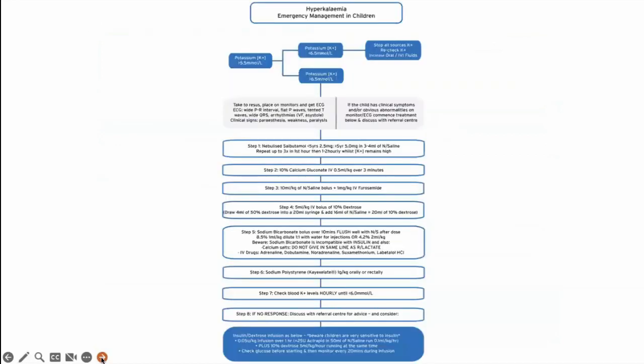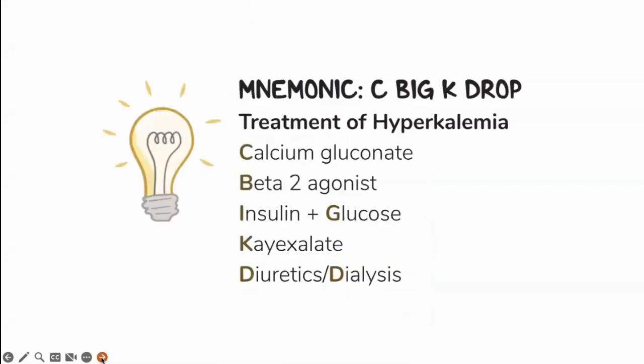All right, so this is our overall algorithm that we just went through. It's a really great algorithm, but you need to be aware of what you're doing and why you are doing each of the steps. And you need to be sure that you are looking for other electrolyte abnormalities. Don't just get hyper-focused on correcting this hyperkalemia when you could be causing fatal other electrolyte abnormalities as you go along. So again, you can go to the next slide. If you like mnemonics, there is a mnemonic for helping us treat hyperkalemia. It's C big K drop.